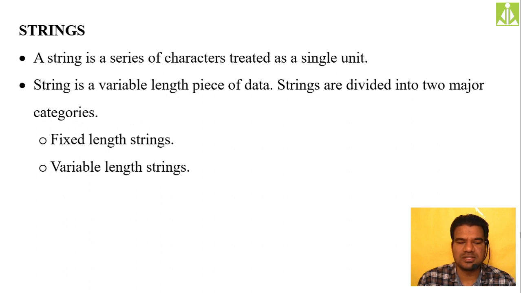So a string is a series of characters treated as a single unit. We treat that complete string as a single unit. That means whatever operations we perform on this string, we perform as a whole, not character by character. That is the reason why we call it a single unit. To represent strings in C programming, we have two different ways. One, we can make a string a fixed length one, and another, we can make it a variable length one. We discussed these two things in our previous session.